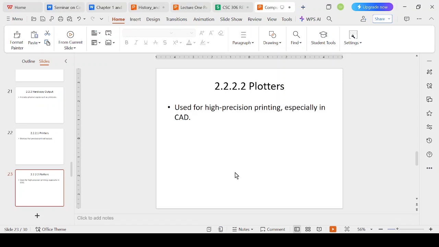Plotters are another form of printer, but this one is used for high precision printing, especially in printing the architectural design of a house. Architects use it in printing the architecture of a house, the house designs, computer-aided designs in construction companies and building companies. That is the type of printer they use to produce the output, the 3D designs or blueprints of houses or constructions.